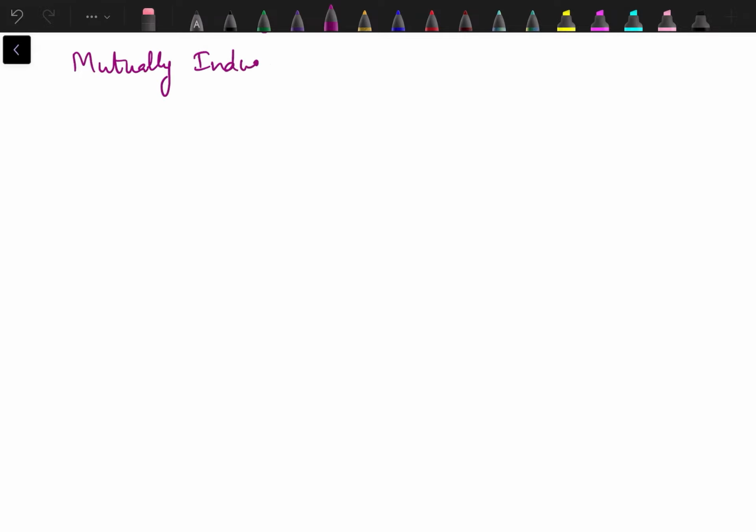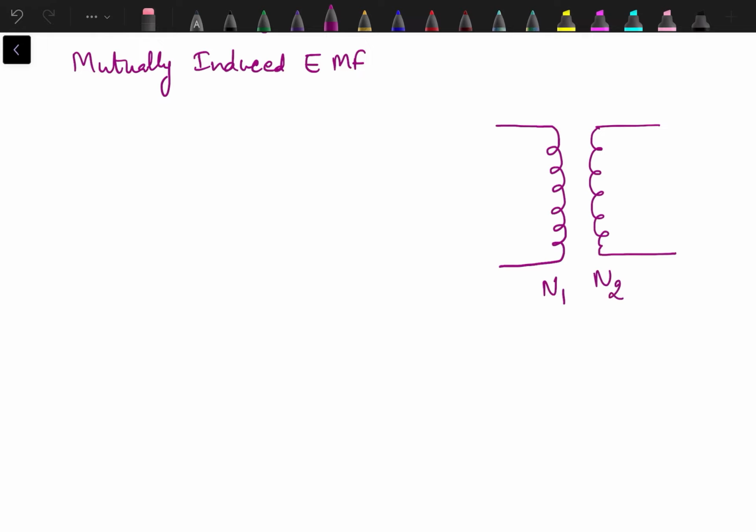For mutually induced EMF, we need two coils. Let's say this is the first coil, which is having number of turns N1, and the second coil is having number of turns N2.